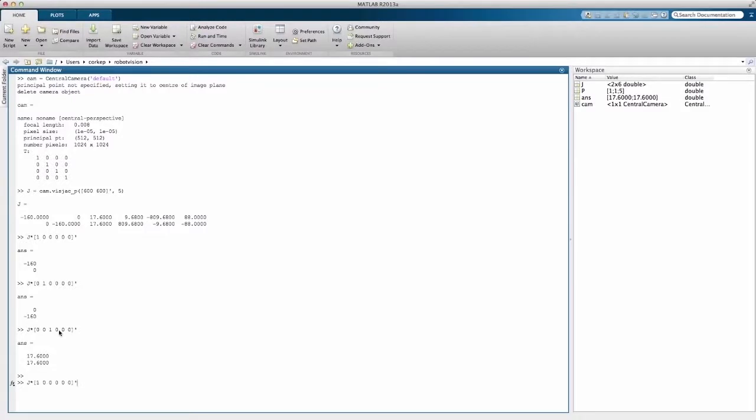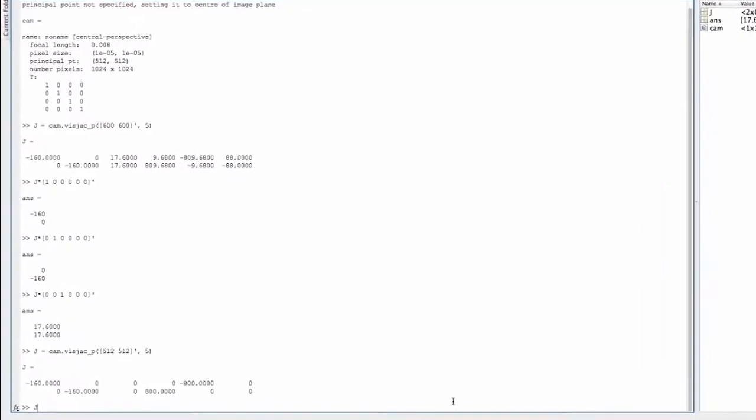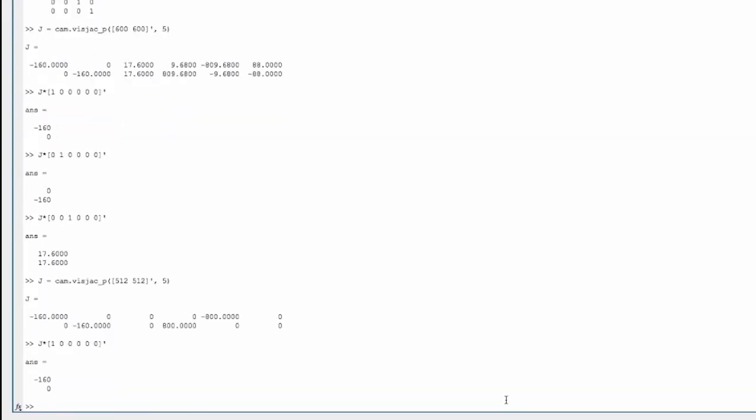Let's compute the visual Jacobian, but this time we're going to do it about the point which is in the center of the image. That is at coordinate 512, 512. That's the principal point. That's where the optical axis pierces the image plane, and we can see that up here in the parameters of the camera object. Compute the visual Jacobian at this particular point. Now let's look at what happens when we move the camera, and we'll start again with motion in the x direction, transpose that, and we see again that this point moves at 160 pixels per second in the negative u direction.